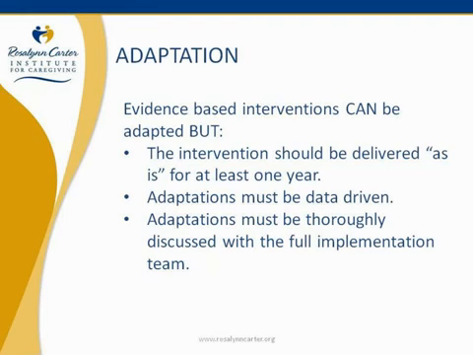You're out there, you're sticking to protocol, you're gathering data, you're documenting anecdotal information on how things are going for at least a year. If at the end of that year you have an adaptation that you would like to make, it really should be data-driven, meaning that you have quantifiable information that demonstrates why this adaptation is a good idea. And then you want to thoroughly discuss this adaptation with your full implementation team. You want to get everybody's input and make sure that it's agreed upon. I'll give you an example.